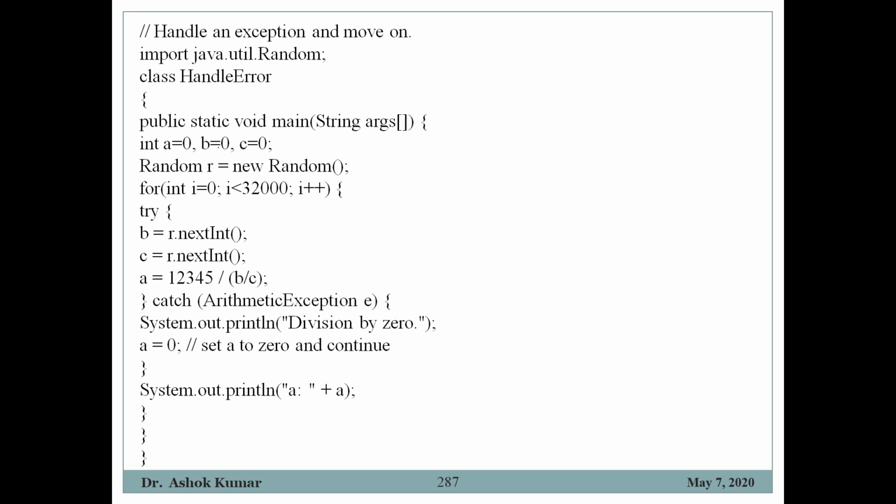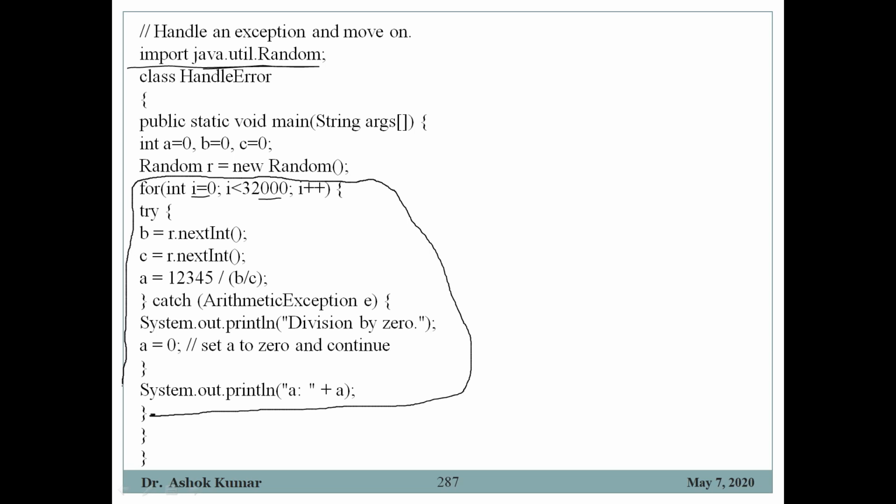we have implemented the same process as we discussed in the previous example, but there is a little change. In this example, we are again using the Random class to generate a random number. In the main, we are using i equal to 0 to i less than 32,000. This is the code that we have written, and this is the end of your for loop. I'm going to draw a boundary around it to make it more clear. So this is your for loop.